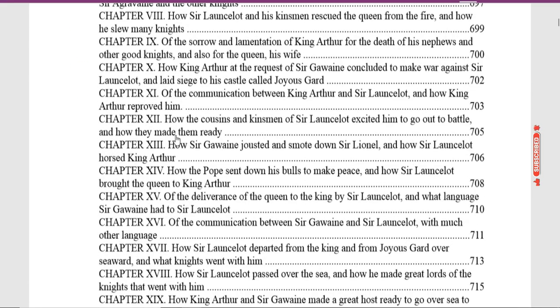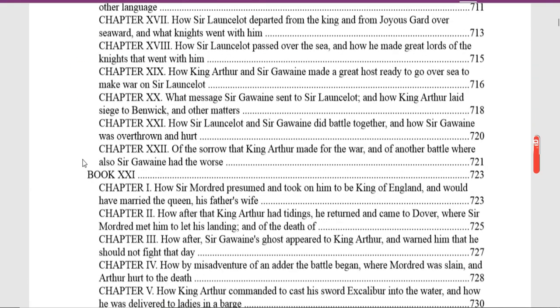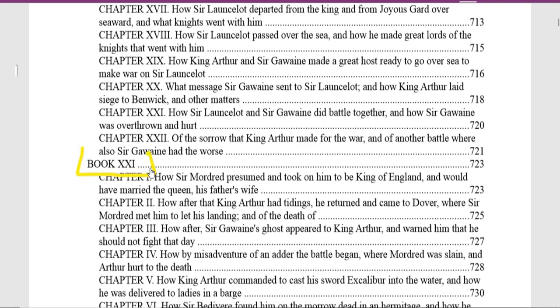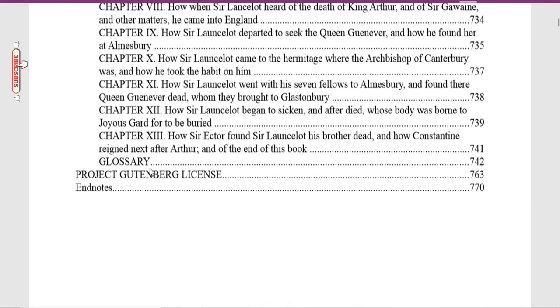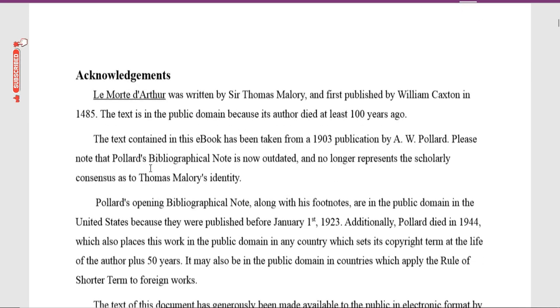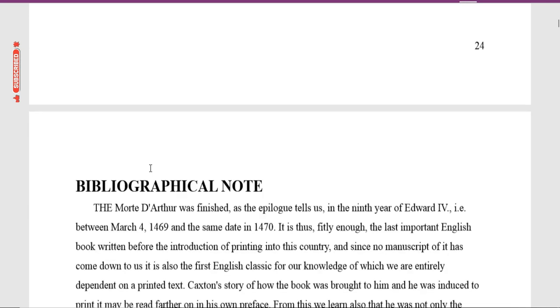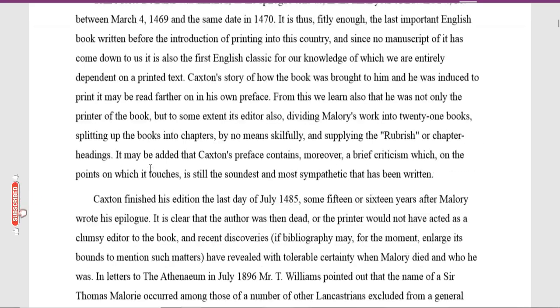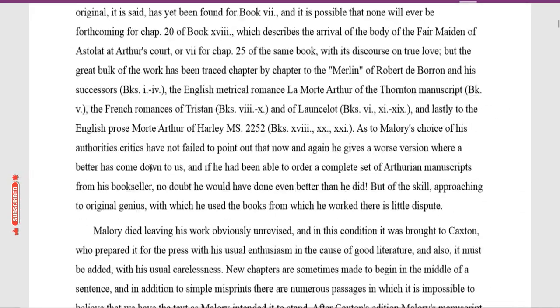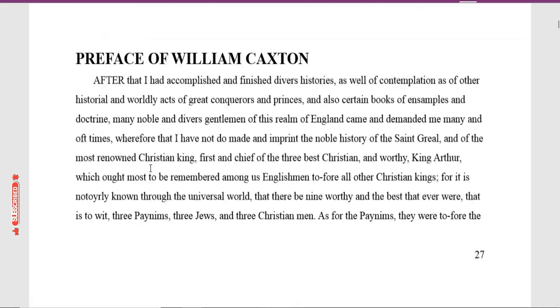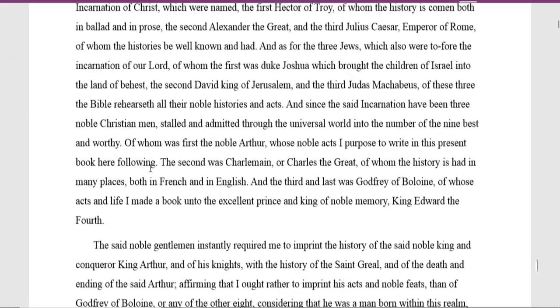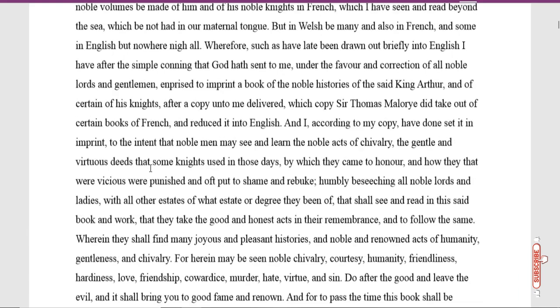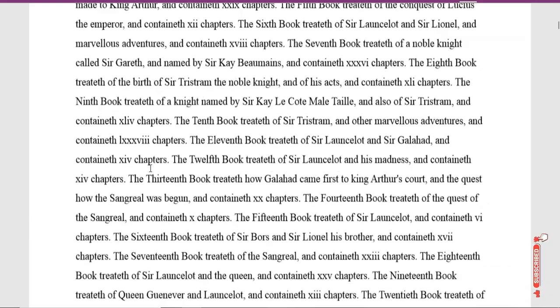Just for the introduction, I'm giving you this. You can see it, and a quick recap. You can see what is happening. Then we will read the acknowledgement, and these are the bibliographical notes. If you read these small things and try to understand, at least we'll be able to know what is there. It's an introductory class online, and I'm just trying to give you a brief note.